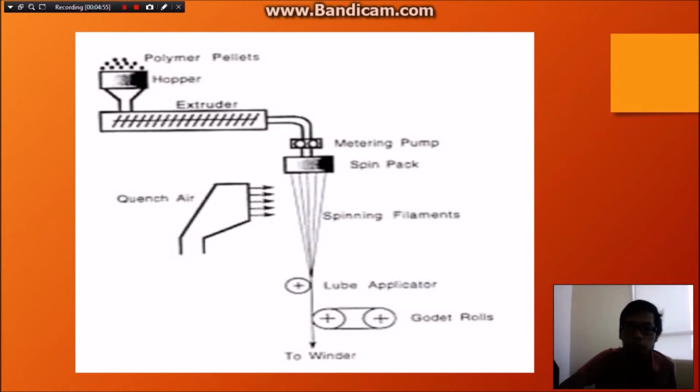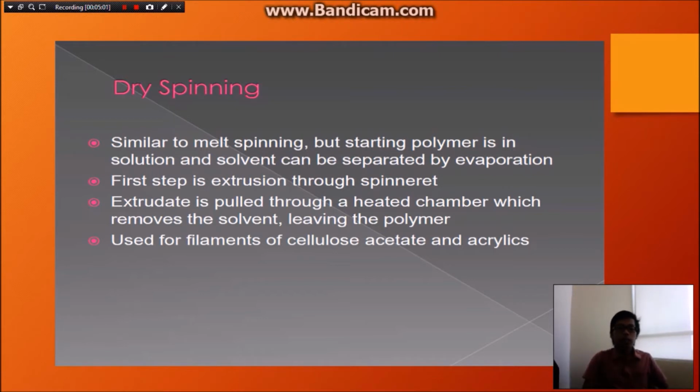We can see the whole process, from polymer pellet until the winder. Okay, next is dry spinning. Dry spinning is similar to melt spinning, but the starting polymer is in solution and the solvent can be removed by evaporation. The step is extrusion through the spinneret, then the extrudate is pulled through a heat chamber which removes the solvent, leaving the polymer, used for filament of cellulose acetate and acrylic.